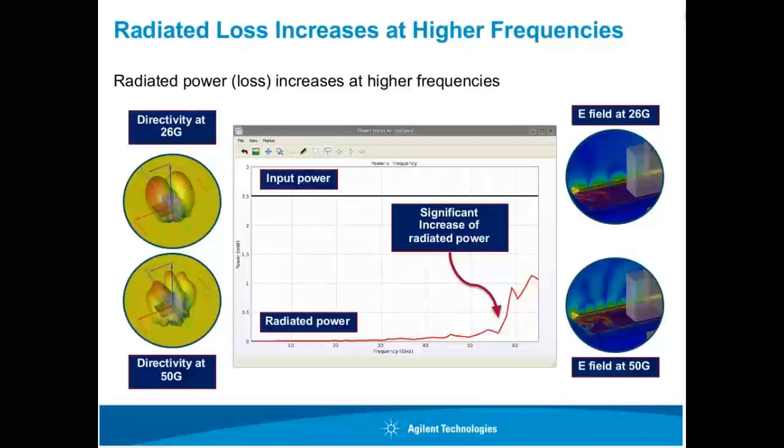Another interesting thing, when we talk about the loss, as I mentioned, there are three different losses, and going up to higher frequencies, radiated loss will increase. So this is the input power, and we plot the radiated power from the structure, which is basically a simple QFN. As you could see from this picture, as the frequency goes up, radiated loss definitely increases. At lower frequencies, the more important loss factors are conductor and dielectric. But as the frequency goes up, we need to consider the radiated loss coming from the structure. Once again, with the EM visualization, you will be able to see this is the E field at the frequency of 26, and this is the E field at the frequency of 50. So you see that a lot more radiation is happening at higher frequencies.